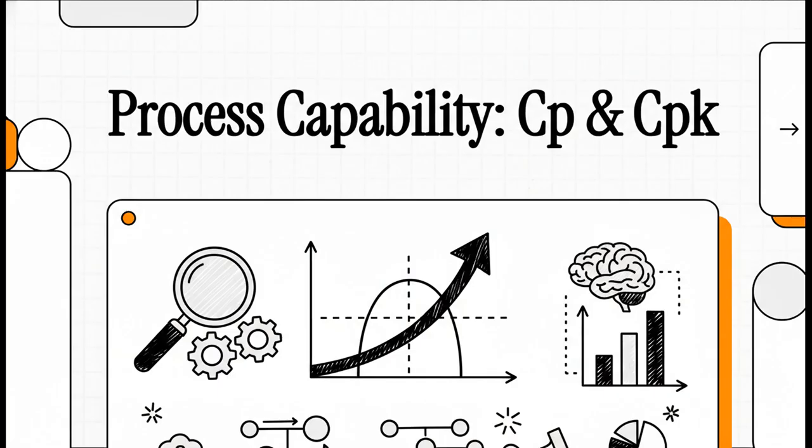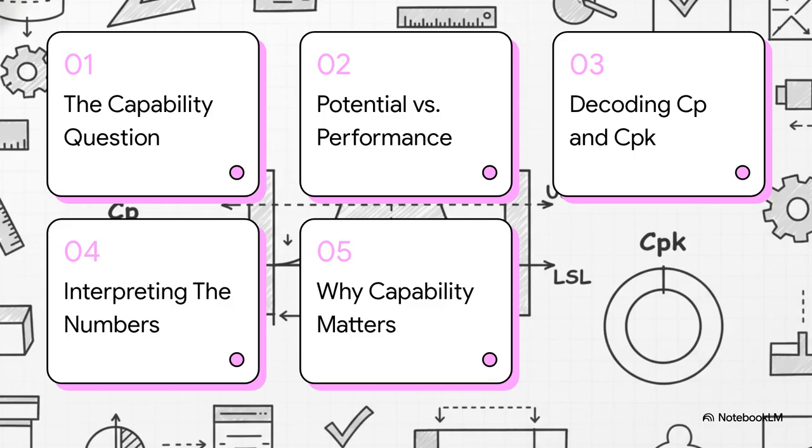So in this explainer, we're going to break it all down, consultant style, and turn that complex math into some real, actionable intelligence you can use. All right, here's our game plan. First, we'll tackle the fundamental question we're trying to solve. Then, we'll draw a super important line between potential and actual performance. After that, we'll decode the metrics themselves, I'll show you a simple way to interpret them, and finally, we'll tie it all back to why this is an absolute cornerstone of operational excellence.